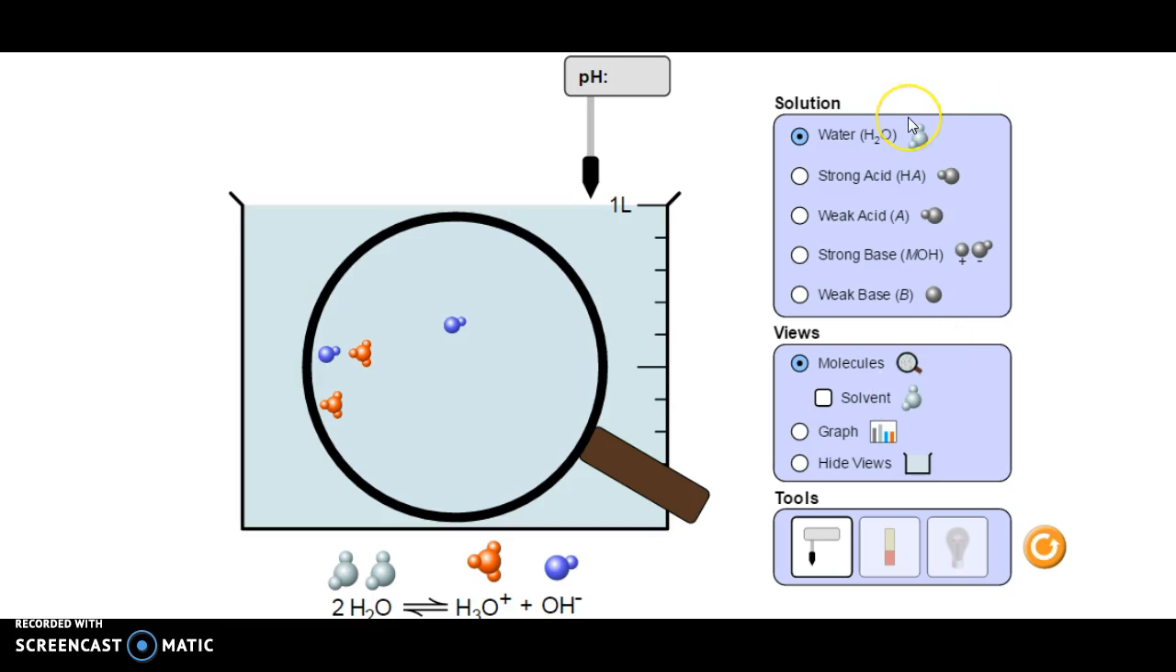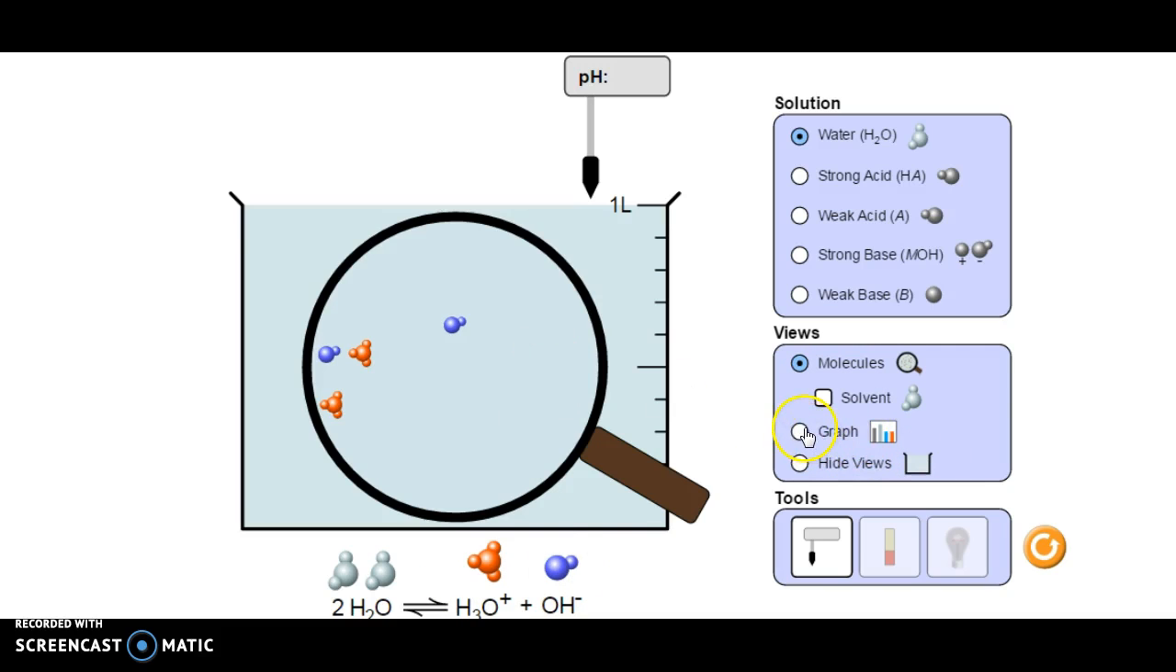It has tools which help me to find out the properties by selecting what solutions I want. I can choose water, strong acid, weak acid, strong base, or weak base. We can view its properties by clicking on molecules, which will help us to find what molecules we have. So here I have selected water. And in the molecules of water, we can see it has hydronium and hydroxide ions.